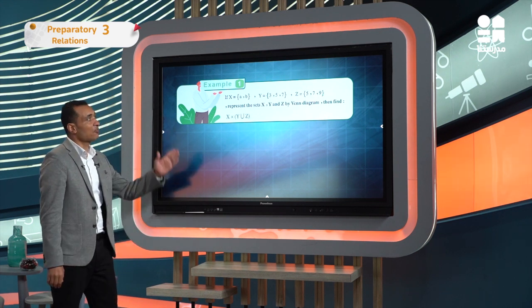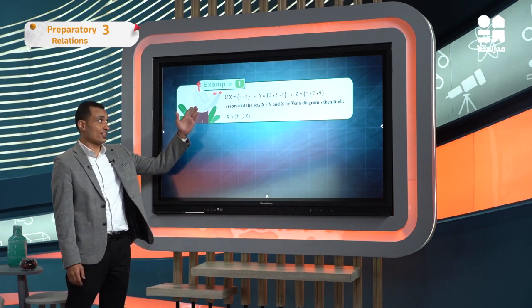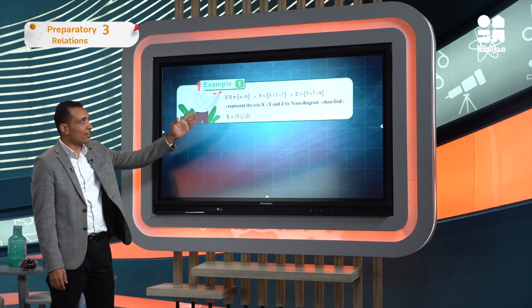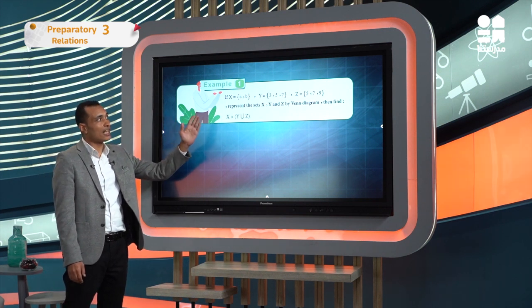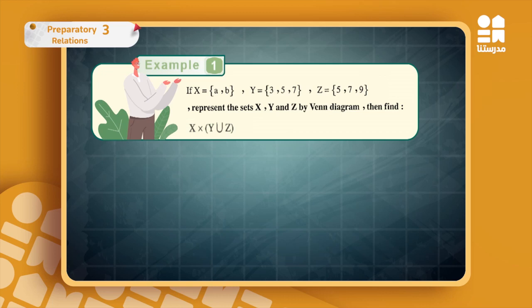Question number 1. If I have two sets, the first set X, A and B, and the second set Y, 3 and 5 and 7, and the third set Z, 5 and 7 and 9. I want to represent the sets X and Y and Z by Venn diagram, then find the Cartesian product of the set X by the union of Y and Z. Okay, let's start. Number 1, we want to represent the sets by Venn diagram.